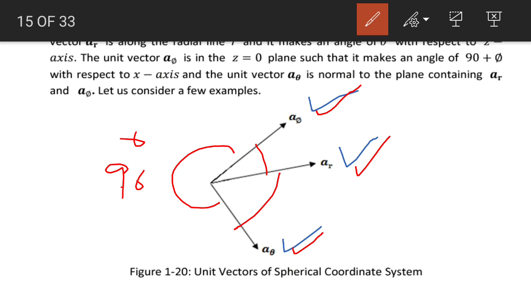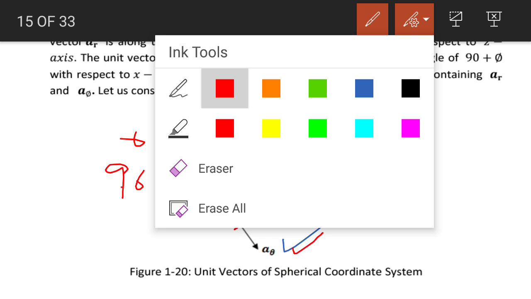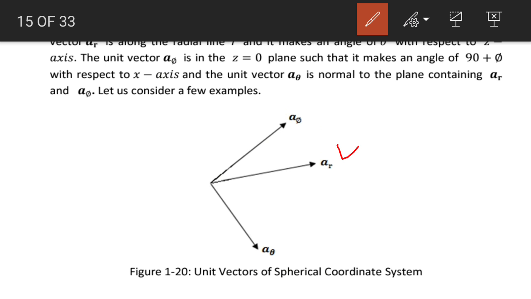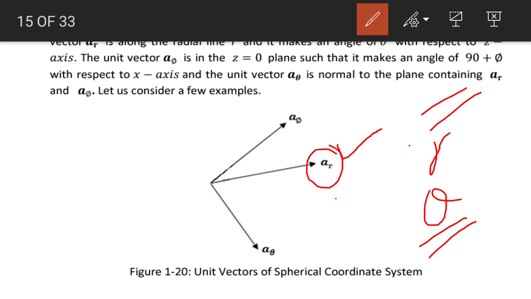So these three unit vectors are perpendicular to one another. They are normal to one another. This unit vector is along the radial line r, and it makes an angle theta with respect to the z-axis. In order to find the location of this unit vector, you need to locate the radial line r first. We know that the radial line r makes an angle theta with respect to the z-axis, and this unit vector will be along this radial line r.